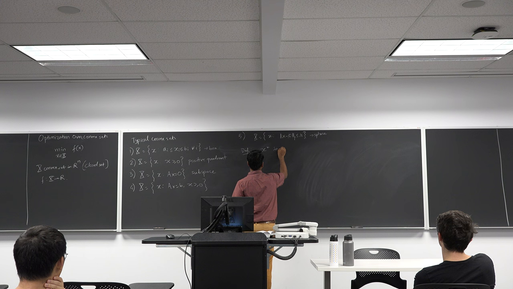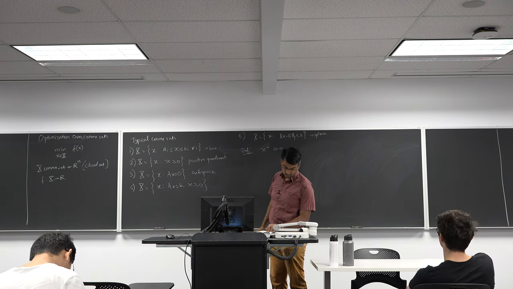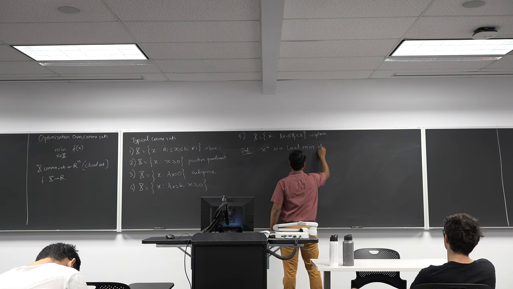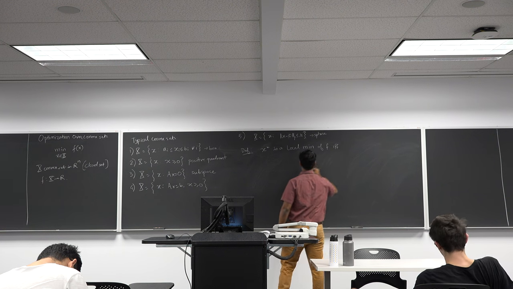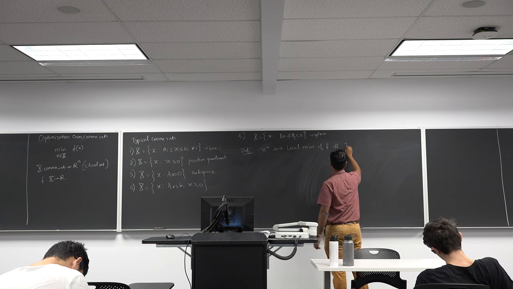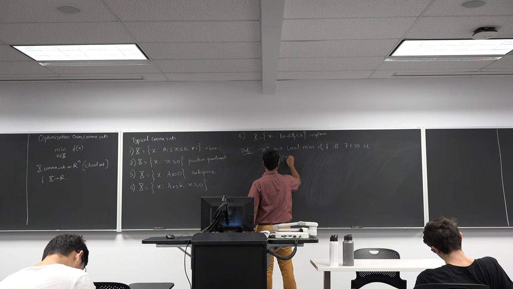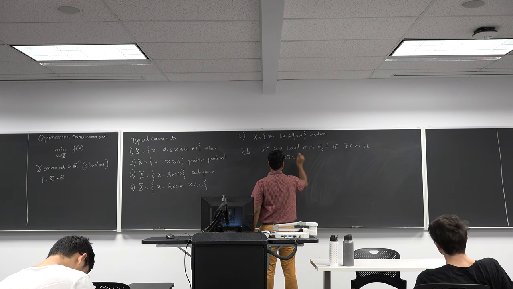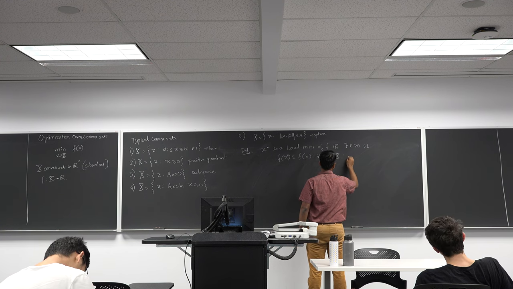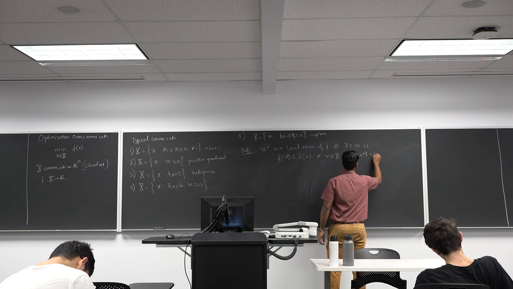X star is a local minimum of f if and only if there exists epsilon greater than 0 such that f of x star is less than or equal to f of x for all x in capital X such that norm of x minus x star is less than epsilon.